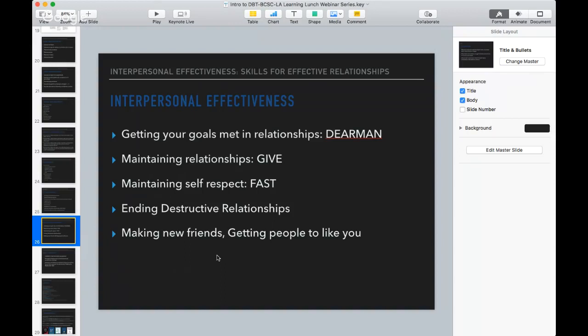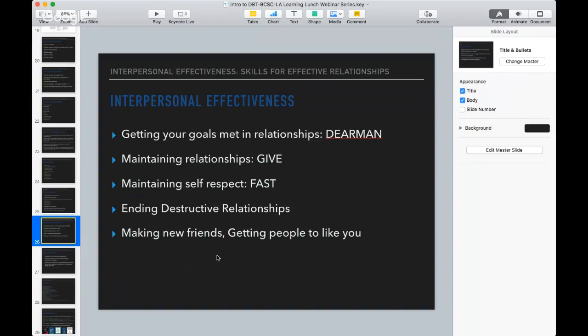The I is acting interested in other people's perspective. The V is validating others. We talked about that. The E is using an easy manner. So again, all of these skills relate to maintaining relationships. And then for maintaining self-respect, the FAST skill: being fair to yourself and others is the F.